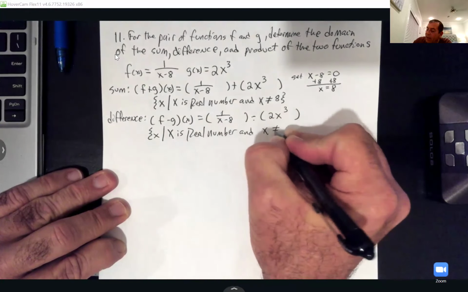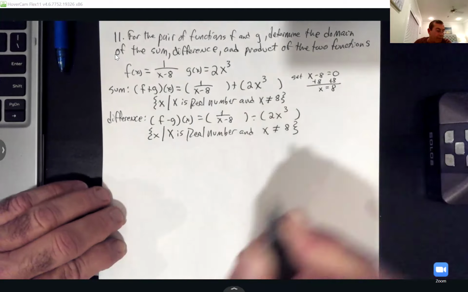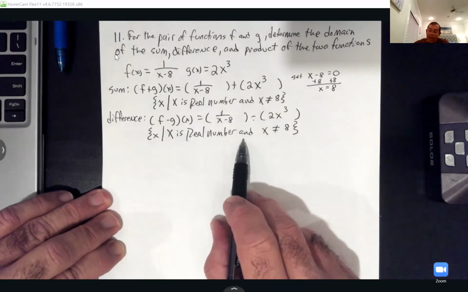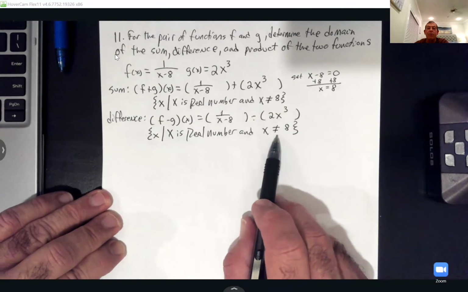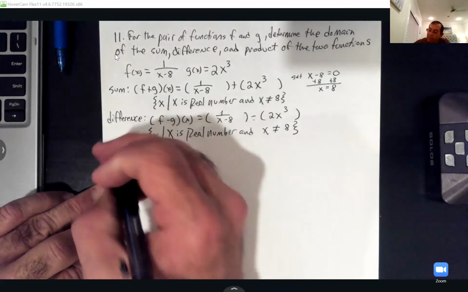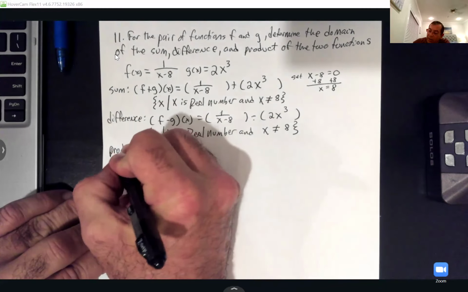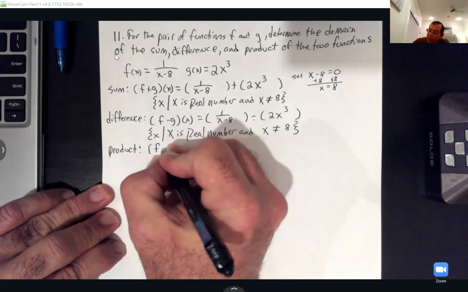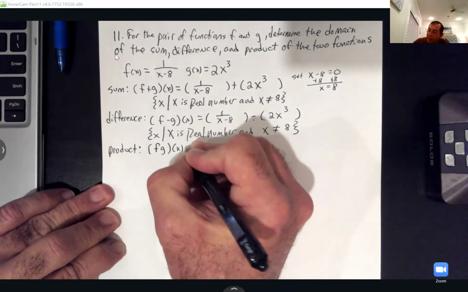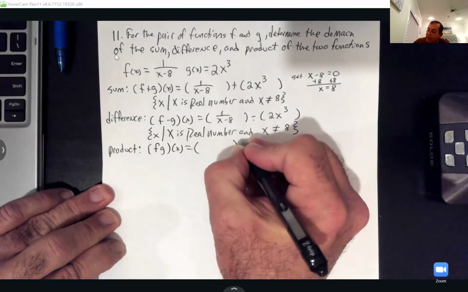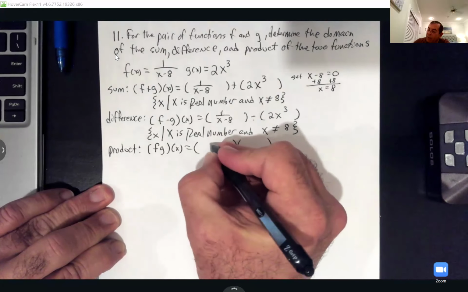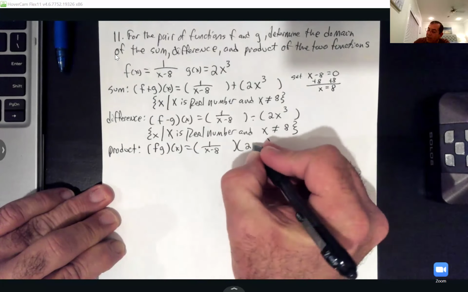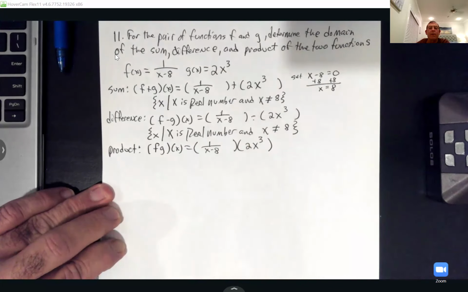And x cannot equal 8. So they'll give you x is a real number, and then they'll have a big box. Just put in your x not equal to 8. And then the product, well, y'all, that'll be f times g of x, which will be my f times my g. So 1 over x minus 8, and then my 2x to the third.